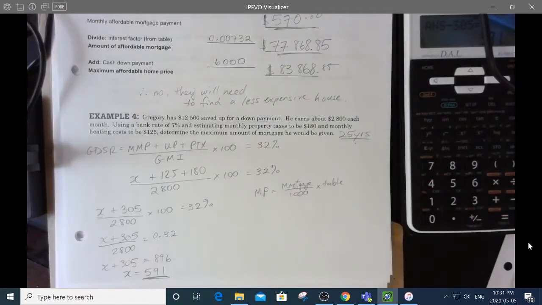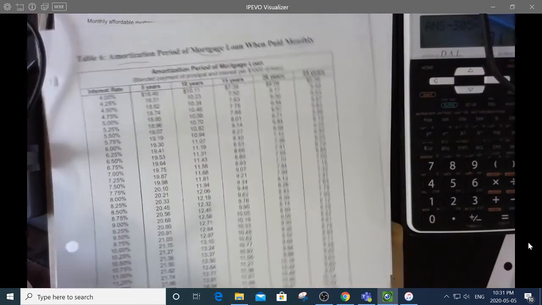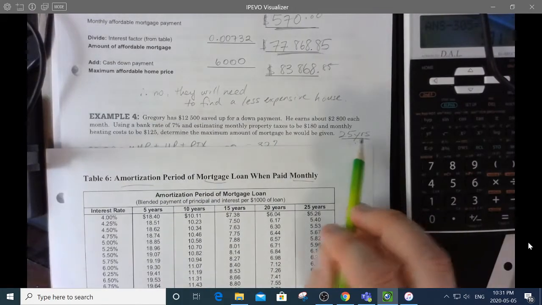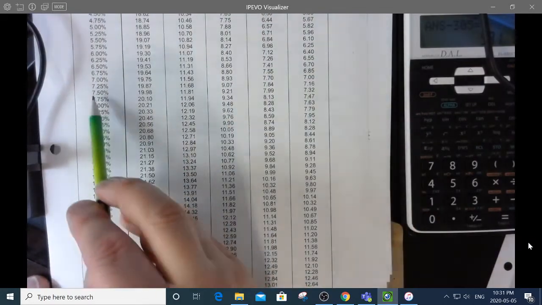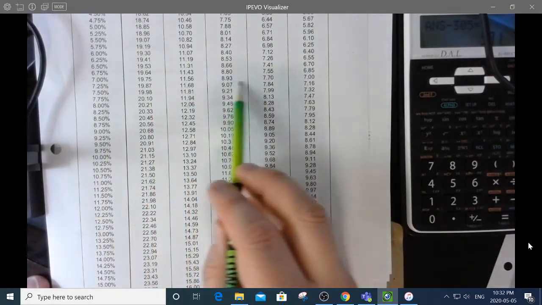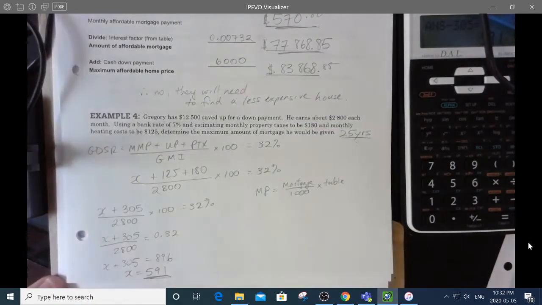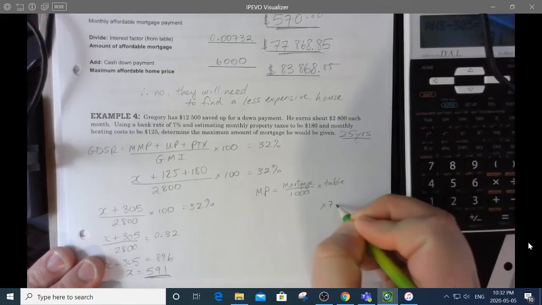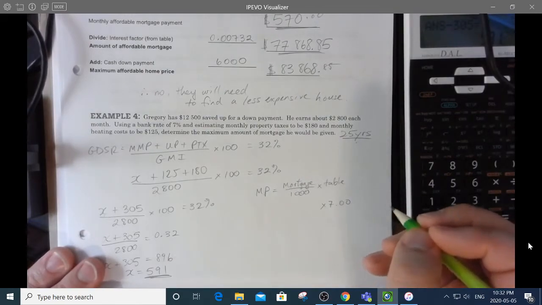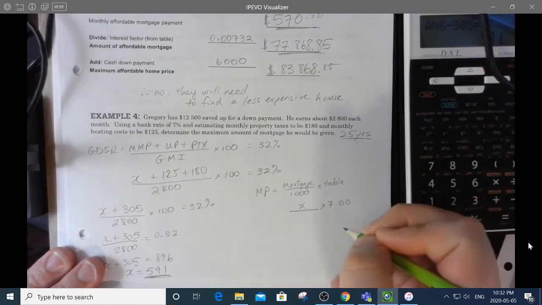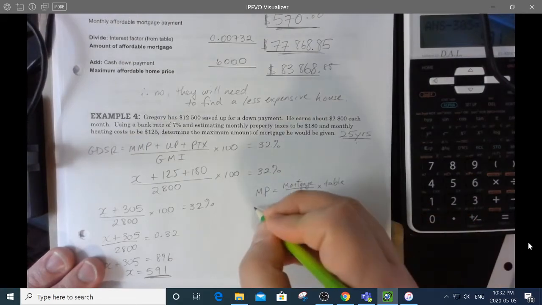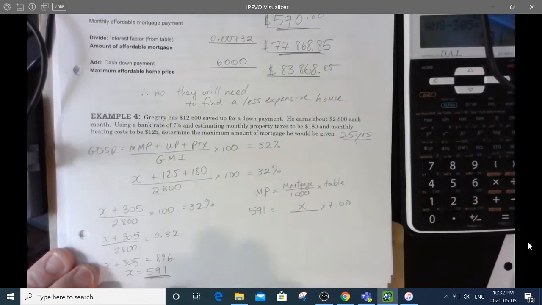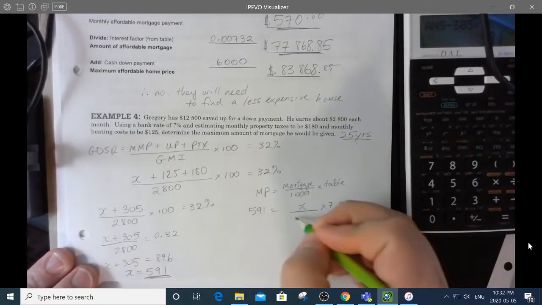So I'm just going to assume that it's the 25 years, and I'm going to go back to this table here and find a table value for 25 years at 7%. So 25 years, 7%. Oh, look at that, it's 7. That's a nice coincidence. So the table number is 7. I'll put the 0.00 even though I don't need them. I don't know the mortgage amount. That's what I'm looking for. And I know that the monthly payment is $591. I calculated that here. And I know I'm dividing by 1,000.